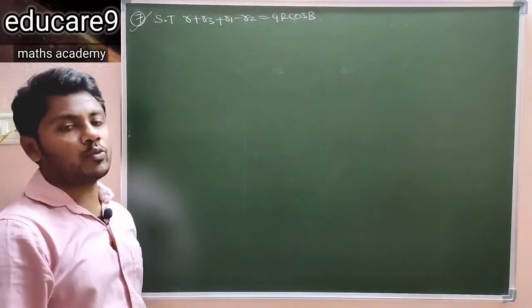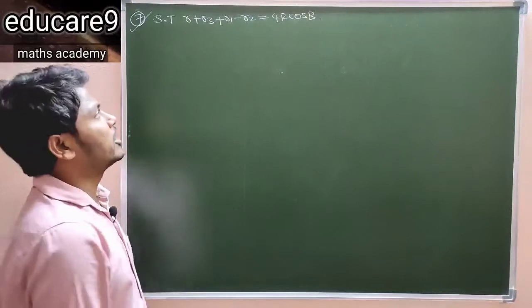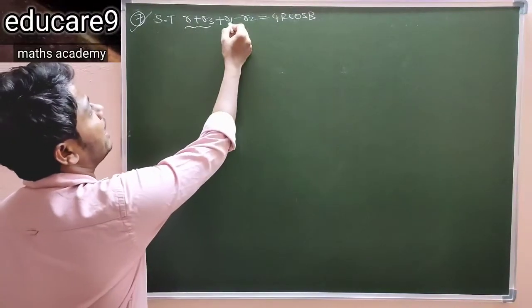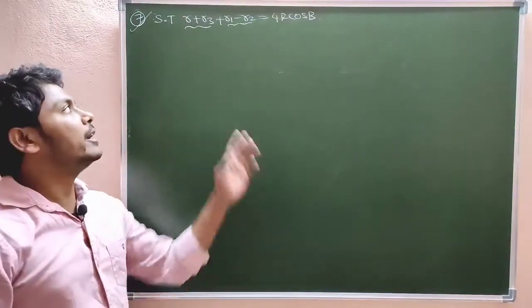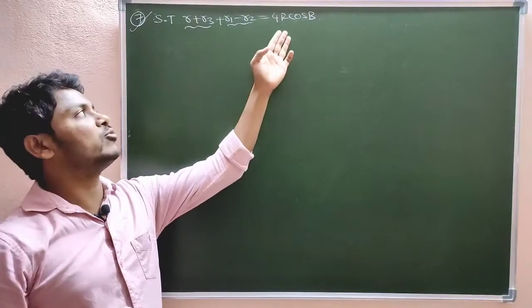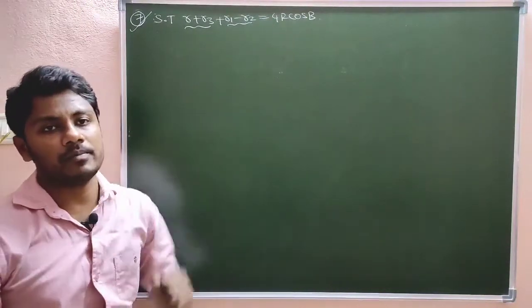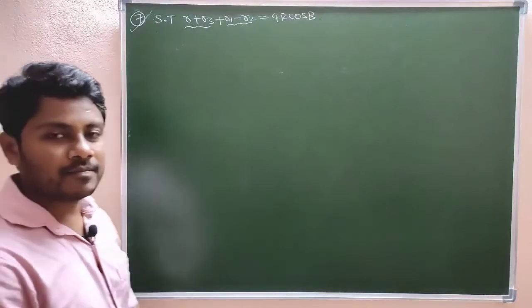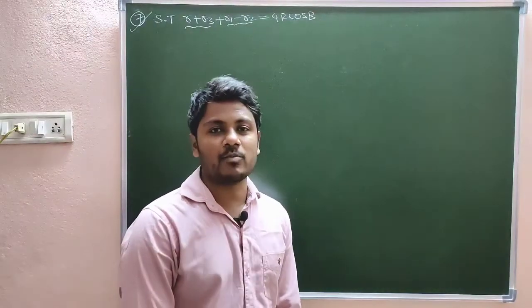So this is similar to previous questions. Here consider first R plus R3 and R1 minus R2, and add both of them; you will get 4R cos B. So for the next session, we will discuss more problems.